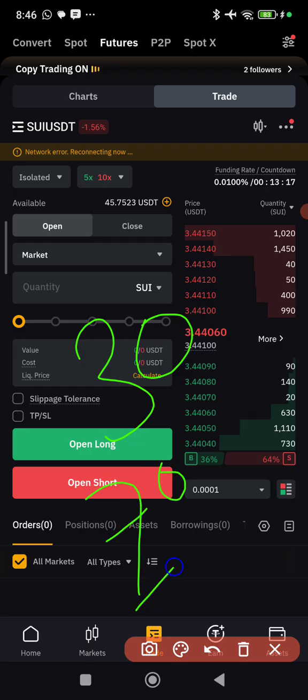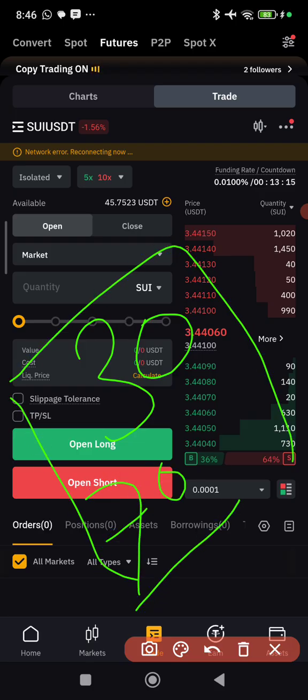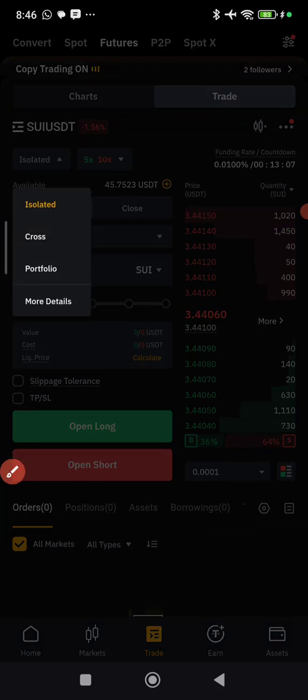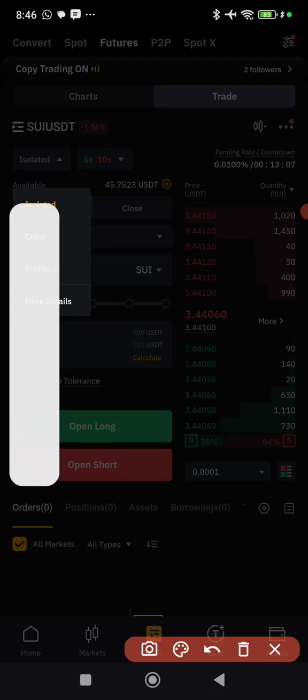$70 will be safe whichever way you keep it in your Bybit wallet, but not on spot. Okay, so $70 is safe. But if you choose cross, there's one they call cross. Let me show you. Look at this one here. Cross simply means it's going to cross over.